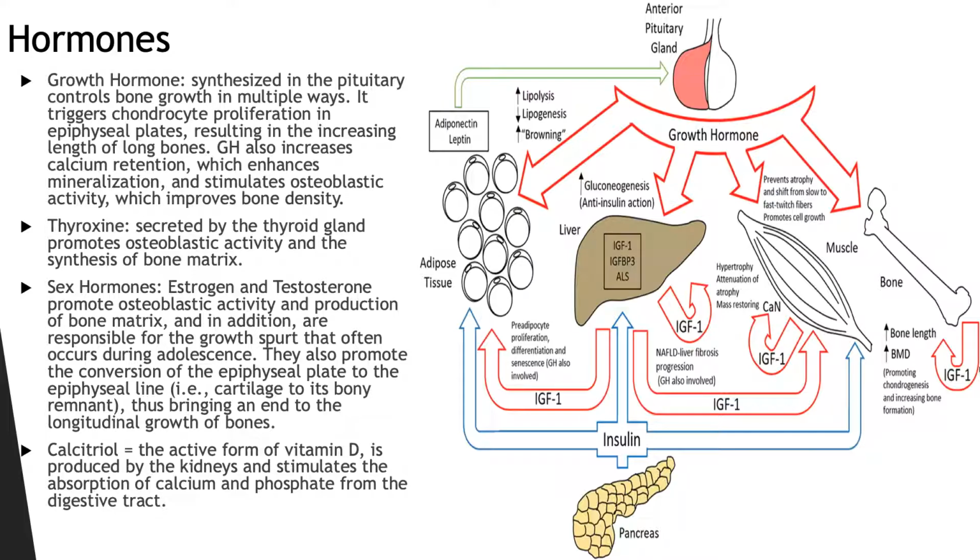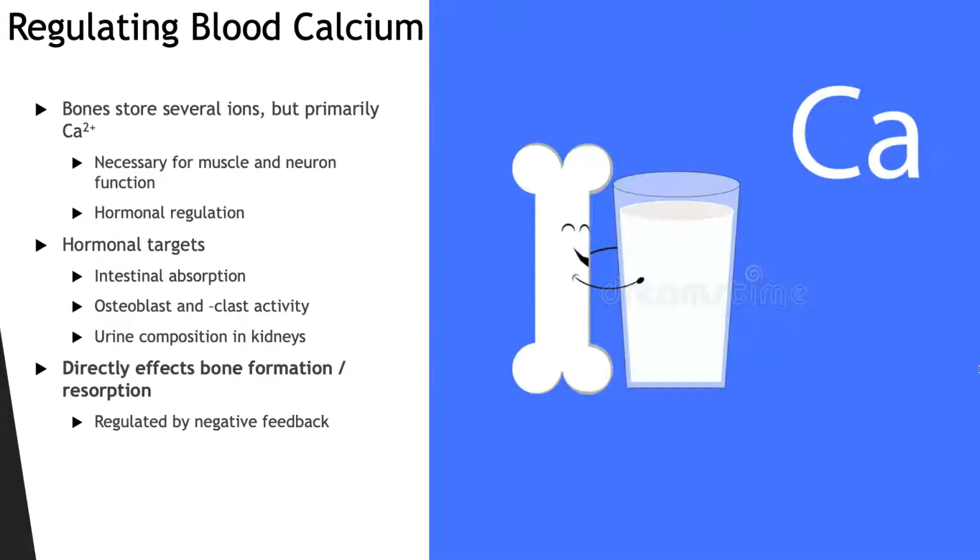Then you have calcitriol, which is the active form of vitamin D, is produced by the kidneys and stimulates the absorption of calcium and phosphate from the digestive tract.